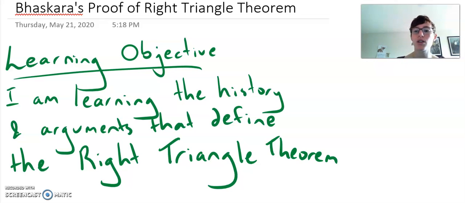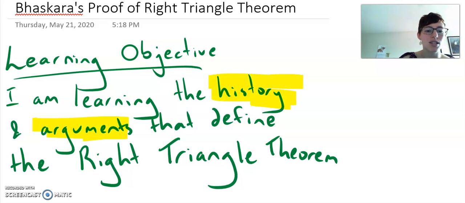But in addition, our learning objective today is that we are learning the history and the arguments that define the right triangle theorem. History of math is really rich and really interesting because math is not discovered in a vacuum. It comes from building off of other ideas, from sharing between cultures, in some cases stealing from other cultures. Depends if you give credit where credit is due.